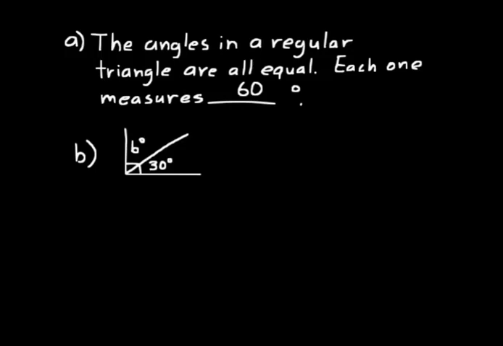Look at practice problem B. I want you to tell me what the measure of angle B is. Well, you see the right angle box on the corner there, so that tells you that those are complementary angles. That means they have to add up to 90 degrees. If one of them is 30, that means B has to equal 60 degrees.